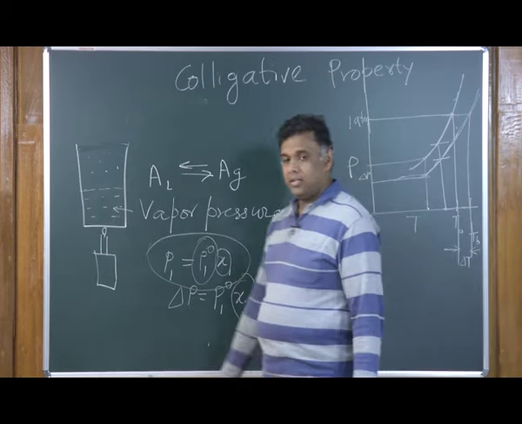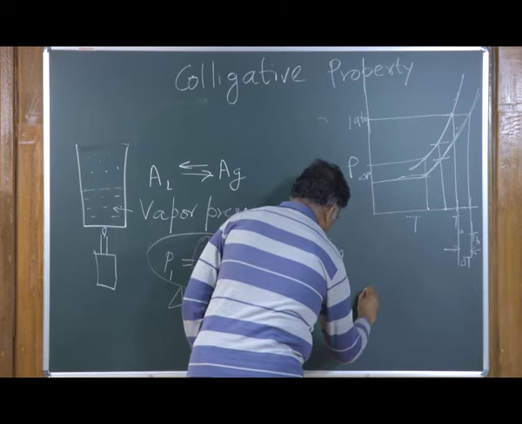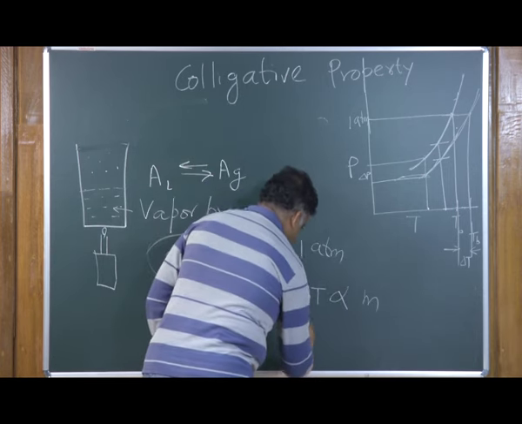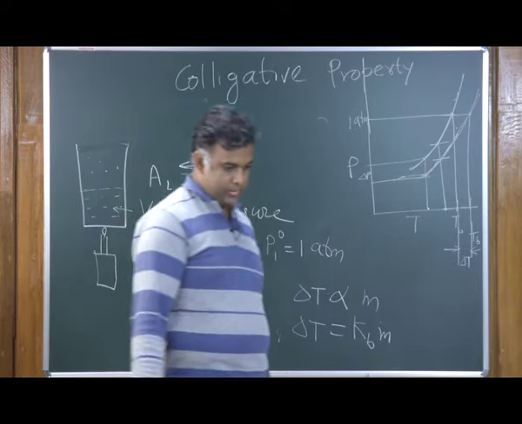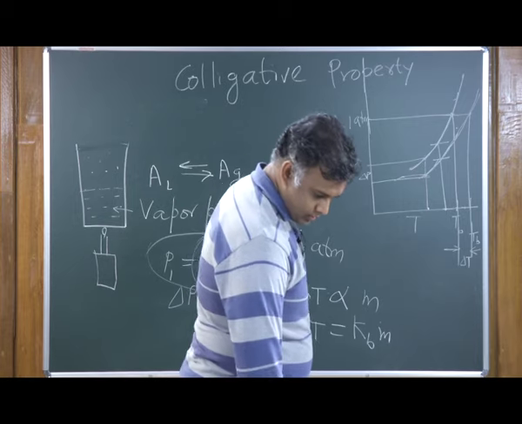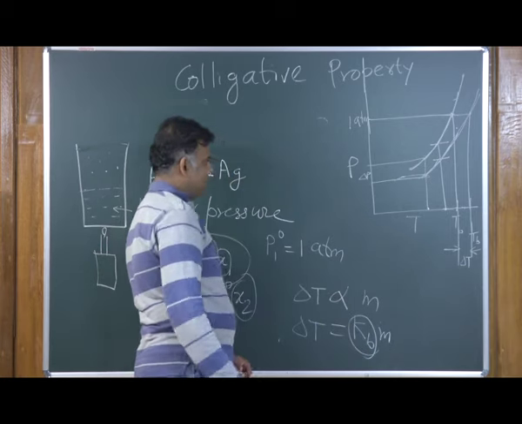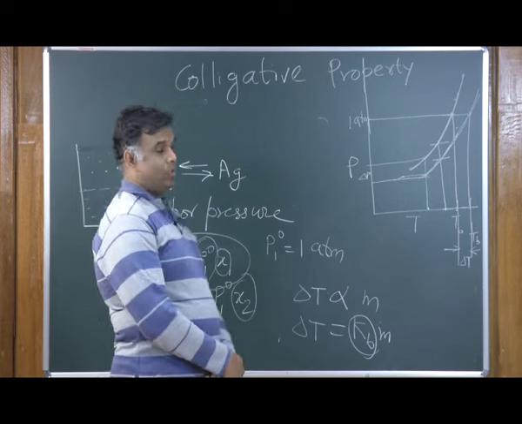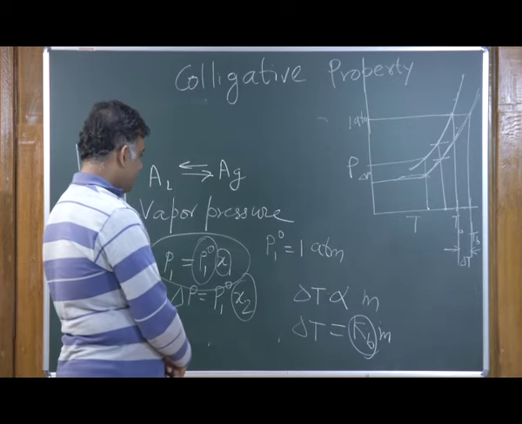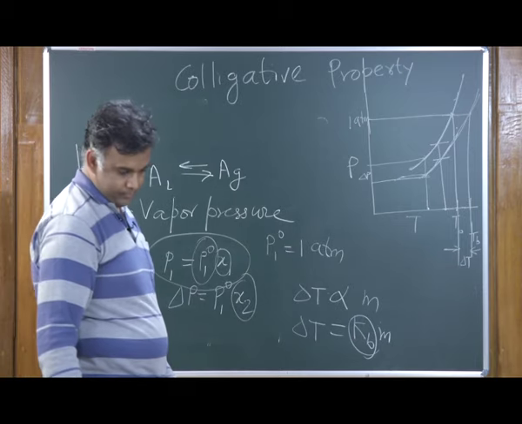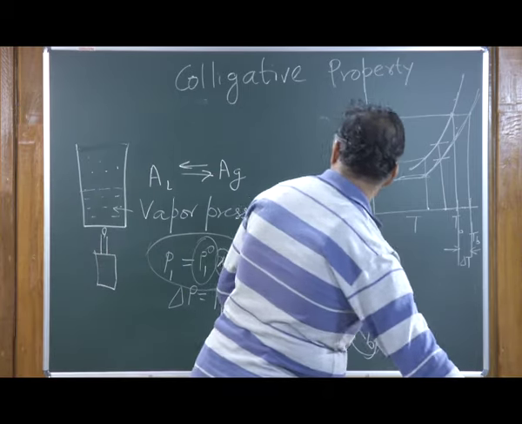So, this property delta T as I defined here is proportional simply to the concentration, and there is a proportionality constant which is called Kb, the molar boiling point elevation constant. This constant depends only on the properties of the solvent, not on the solute, as is very clear from that figure. So, now we can use this property also to calculate about an unknown solute.